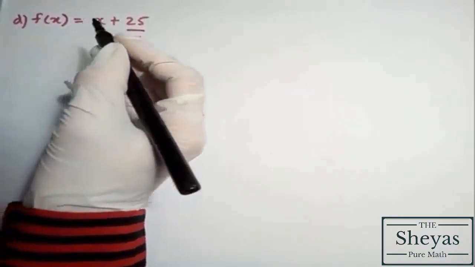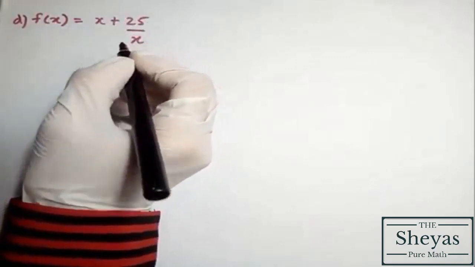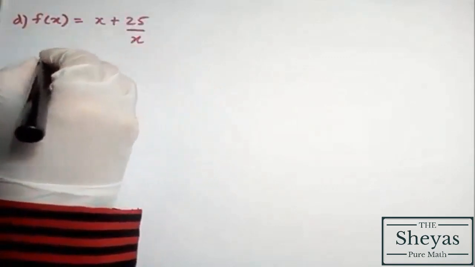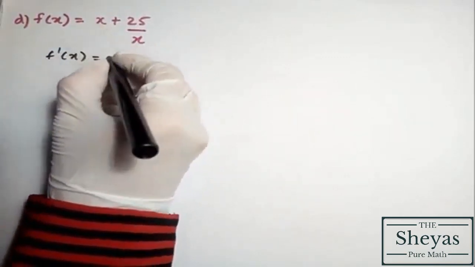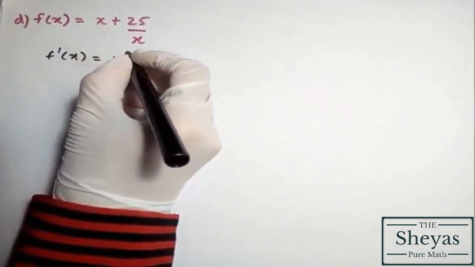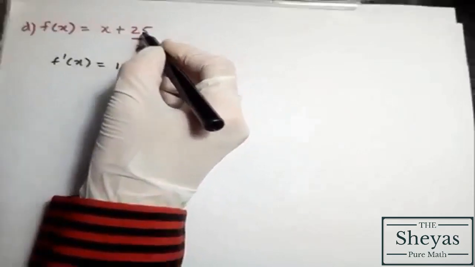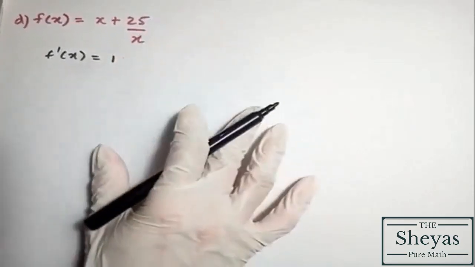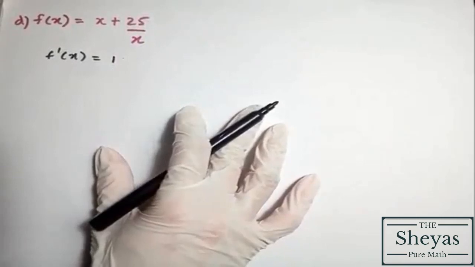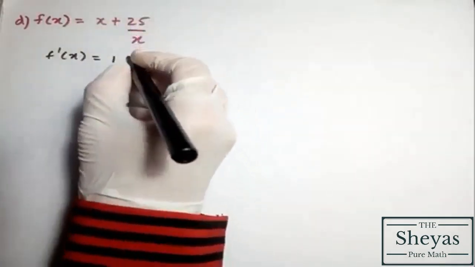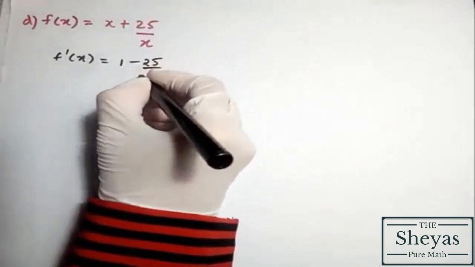So the next problem, f of x is equal to x plus 25 by x. So what is the first step? You have to differentiate. So when you differentiate it, x differentiation is 1. Then here this can be written as 25 into x power minus 1. So when you differentiate x power minus 1, you will get minus 25 by x square.